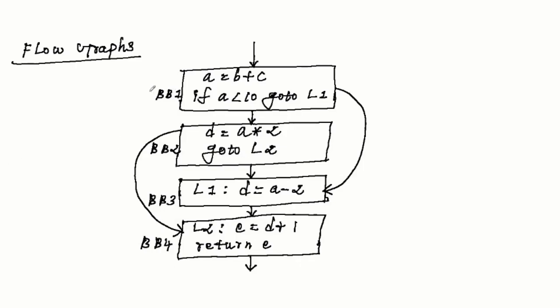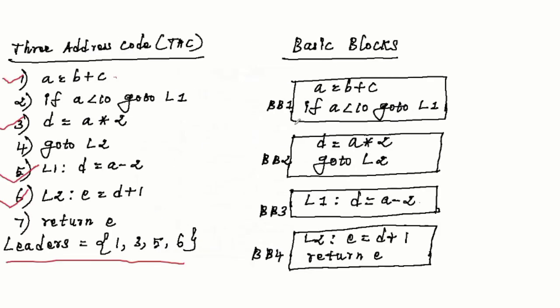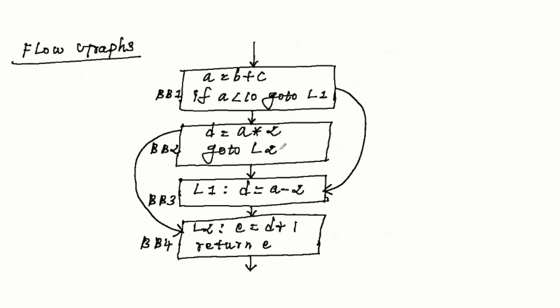Now I summarize the basic blocks and flow graphs. A basic block is a group of statements that are executed one by one without jumping in or out in the middle. To find basic blocks, we first find leaders, then group statements between leaders. A flow graph shows how these basic blocks connect to each other with arrows. Arrows represent control flow, which basic block executes next depending on condition or goto. This structure helps the compiler understand the logic and perform optimization easily.